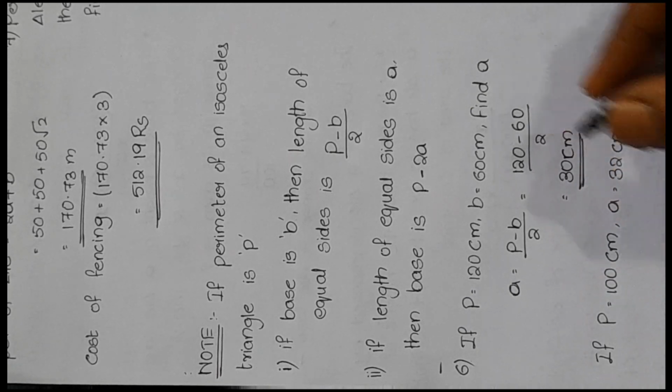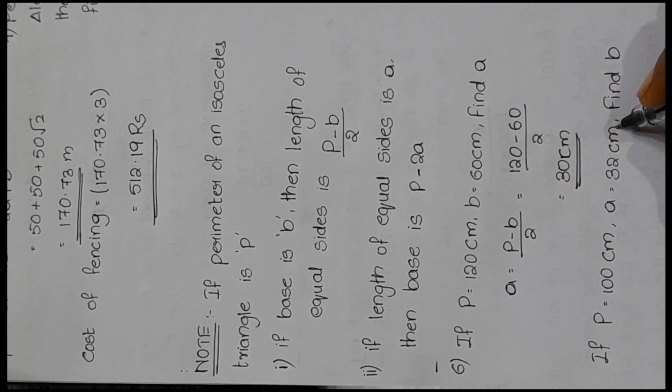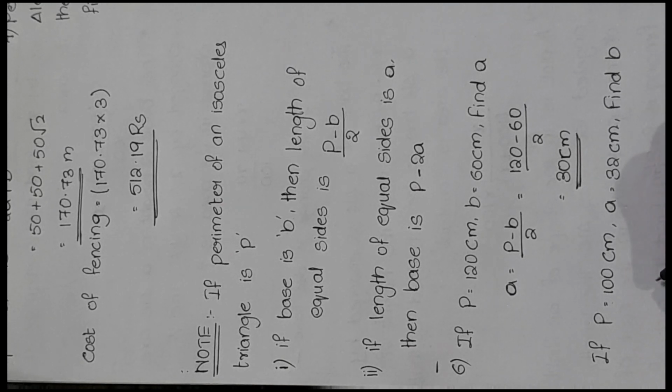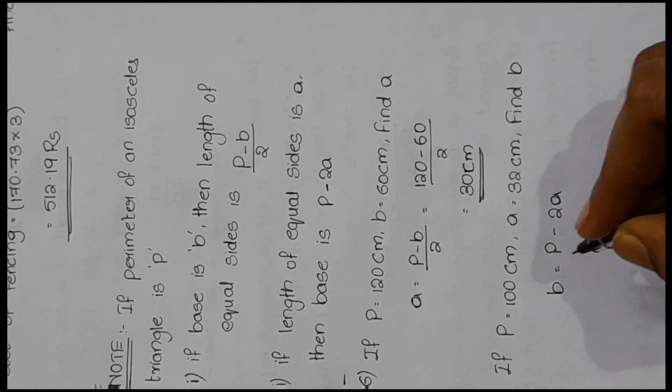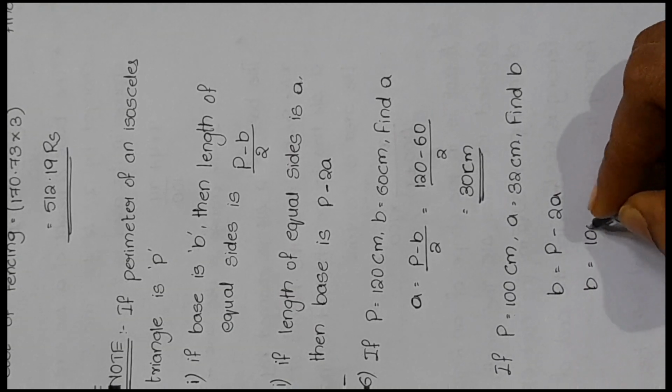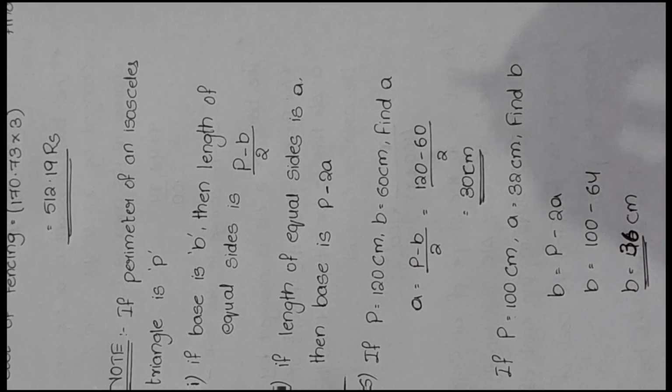centimeters is the answer. Now if P is equal to 100 centimeters and A is equal to 32 centimeters, find B. From the formula, B is equal to P minus 2A. Now B is equal to 100 minus 2 into 32, which is 64. Now B value is 36 centimeters.